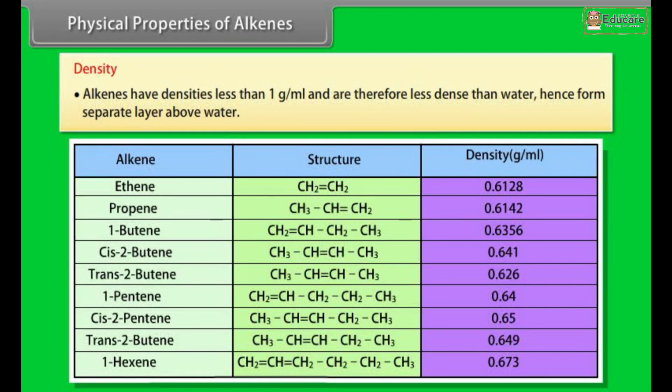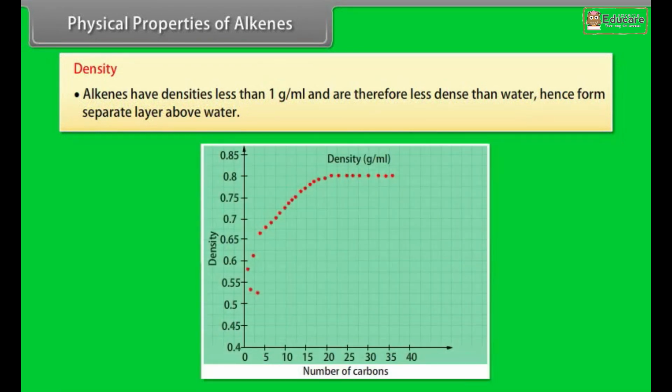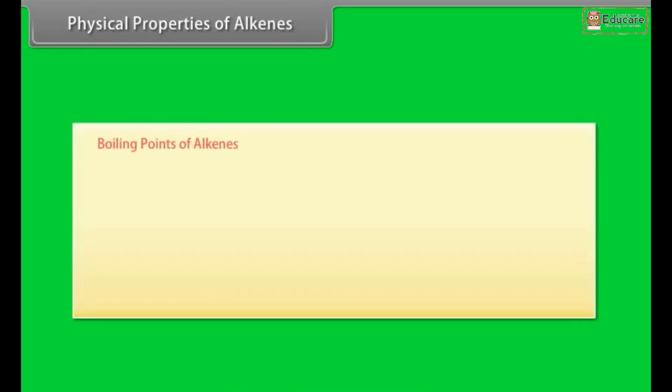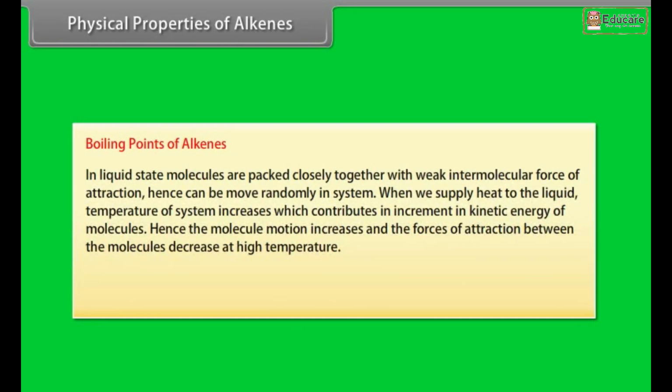Alkenes have densities less than 1 gram per milliliter and are therefore less dense than water, hence they form a separate layer above water. As the molecular mass of alkenes increases, density increases. Boiling points of alkenes. In the liquid state, molecules are packed closely together with weak intermolecular forces of attraction, hence they can be moved randomly in the system.